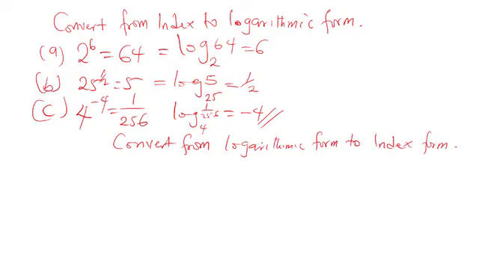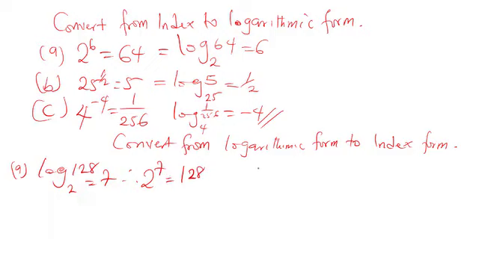Now if you are converting from the logarithmic form to index form, for example, if you have the value of log 128 base 2 equals 7, this is the same thing. Remember, this raises the answer. It becomes 2 raised to power 7 equals 128. This is the index form.